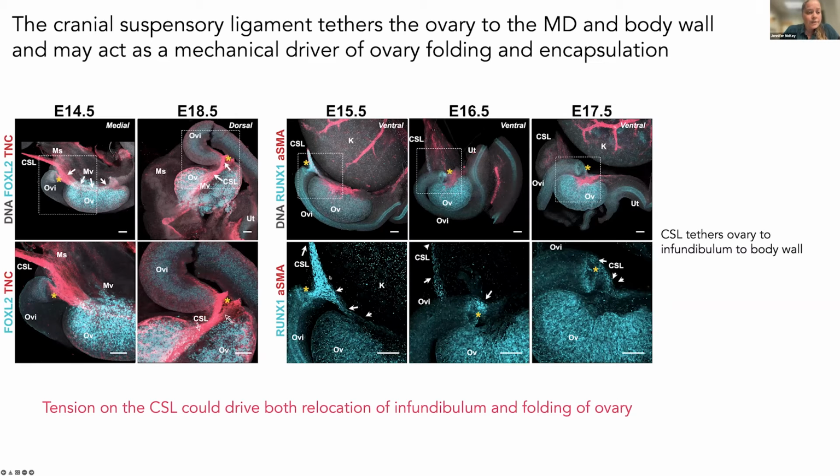And again, just looking at the same thing here with a different marker, RUNX1, which also labels the cranial suspensory ligament, we see this discrete population of cells at the medial edge of the ovary, linking directly back to the infundibulum before continuing its trajectory over to the body wall. And again, this link remained throughout development. So this really shows that tension on the cranial suspensory ligament could be driving both the relocation of the infundibulum and also the folding of the ovary.